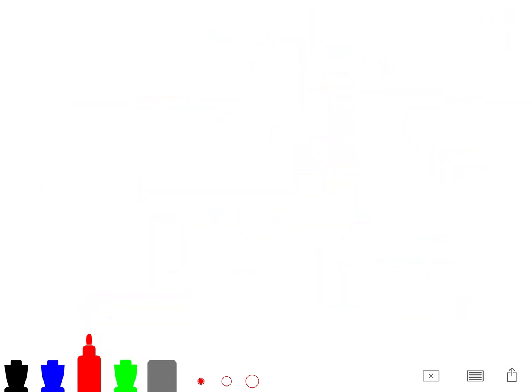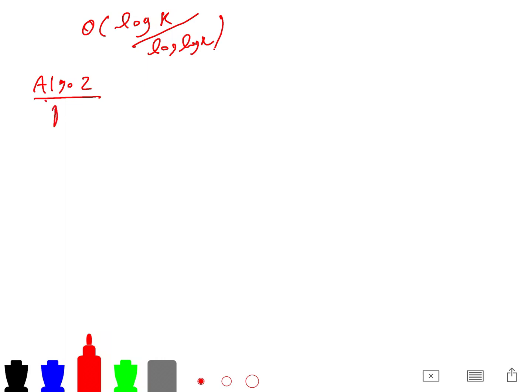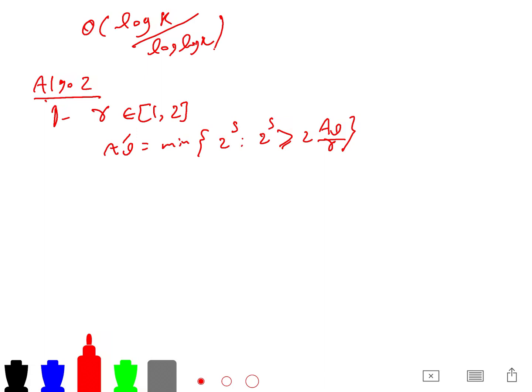But the authors, Tolver, they improved the algorithm of CKR to log K by this algorithm. They call it algo 2. And they pick gamma like before. The only change is that now A prime V is the minimum of 2 to the S, where 2 to the S is greater than 2AV over gamma. And what else? Instead of alpha being between 1 and 2, it is now between 2 to the I minus 1 and 2 to the I.